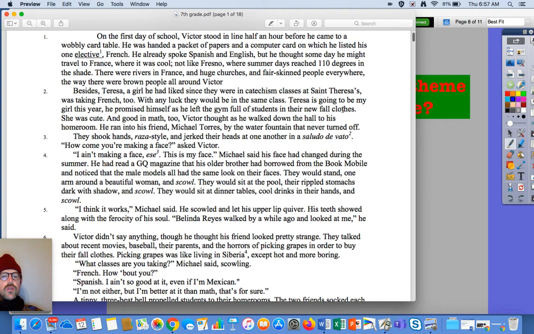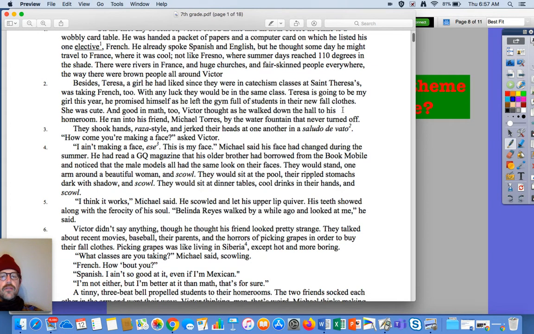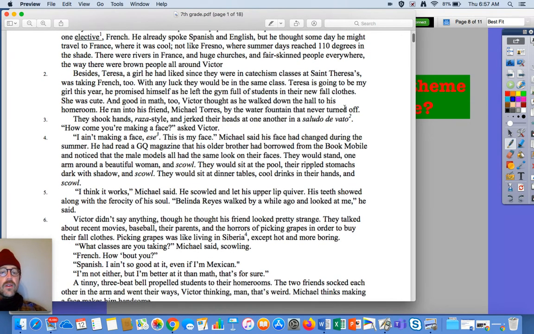He had read a GQ magazine that his older brother had borrowed from the bookmobile and noticed that all the male models had the same look on their faces. They would stand, one arm around a beautiful woman, and scowl. They would sit at the pool, their rippled stomachs dark with shadows, and scowl. They would sit at dinner tables, cool drinks in their hands, and scowl. "I think it works," Michael said. He scowled and let his upper lip quiver. His teeth showed along with the ferocity of his soul.